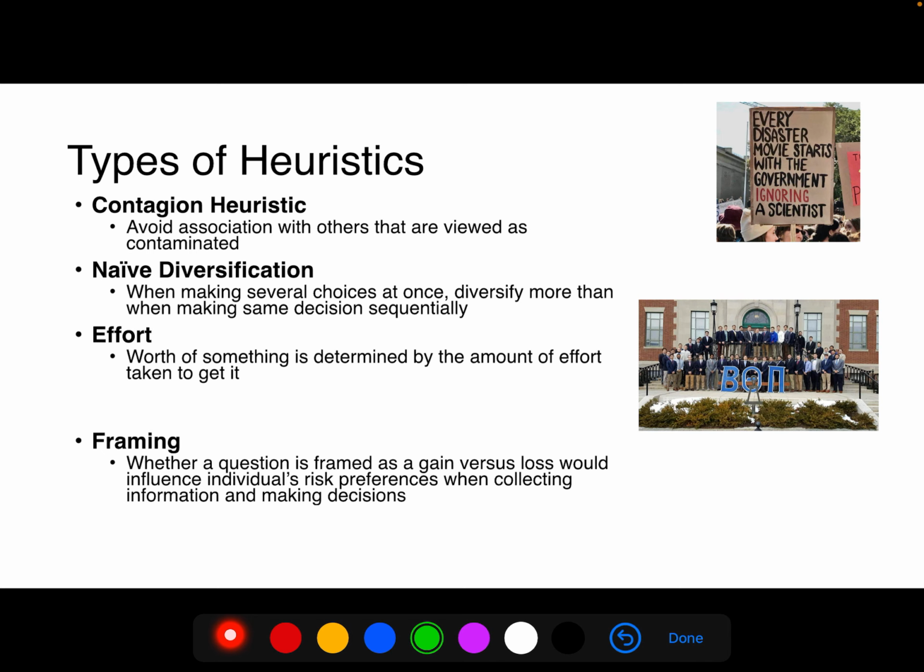Some other heuristics. The contagion heuristic, which is recently relevant, right? Avoid association with others that are viewed as contaminated. This can be physical contamination or mental contamination, whatever somebody views. It's basically an aversion to a group characteristic. Naive diversification: when making several choices at once, you diversify more than when making the same decision sequentially. You'll over-diversify for seemingly no reason. Effort: the worth of something is determined by the amount of effort taken to get it. And framing. Framing is a huge one. Whether a question is framed as a gain versus a loss influences individuals' risk preferences when collecting information and making decisions. This is basically how every headline ever works.